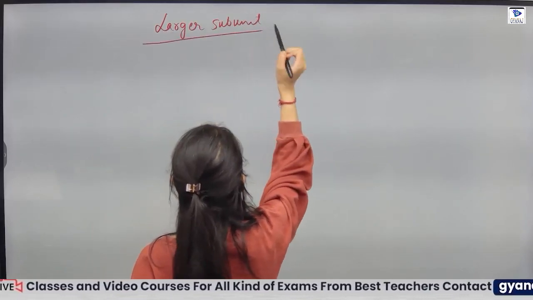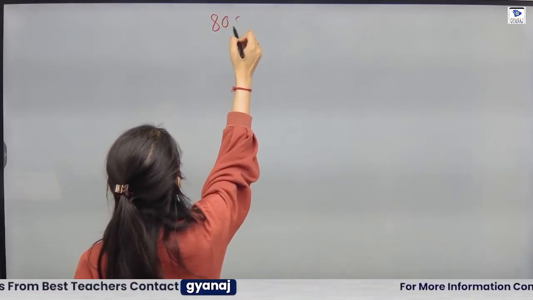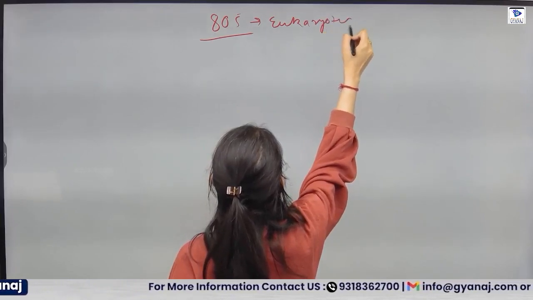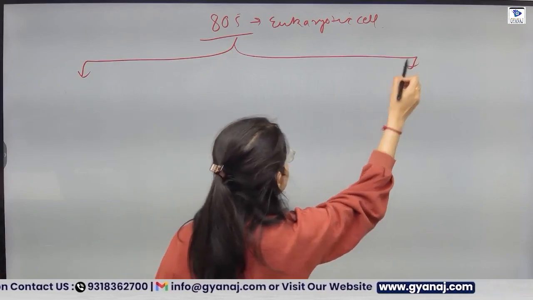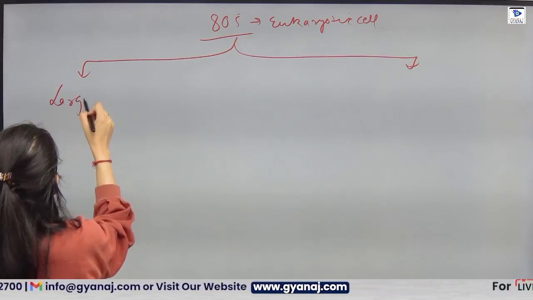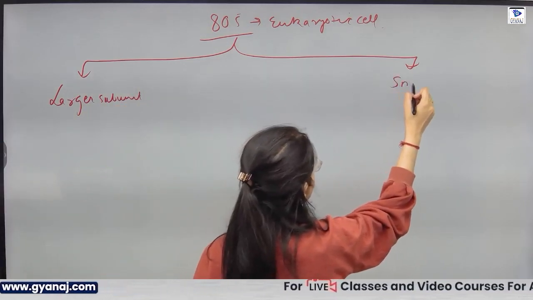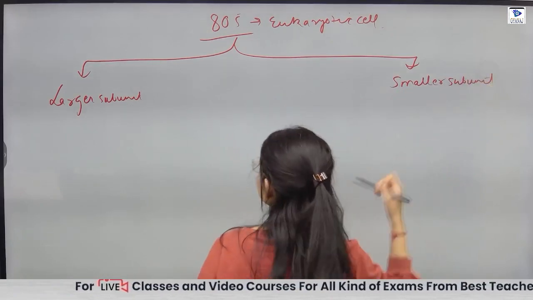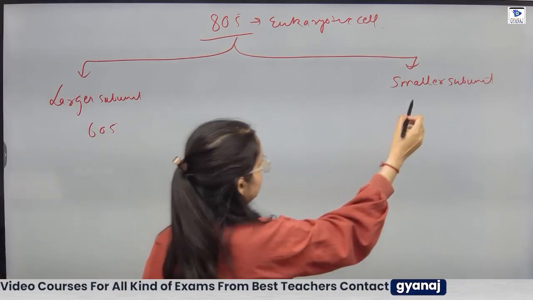We are talking about the 80S, that is in the eukaryotic cell. It is made up of two units: one is the larger subunit, one is the smaller subunit. The larger subunit is the 60S and the smaller is the 40S.